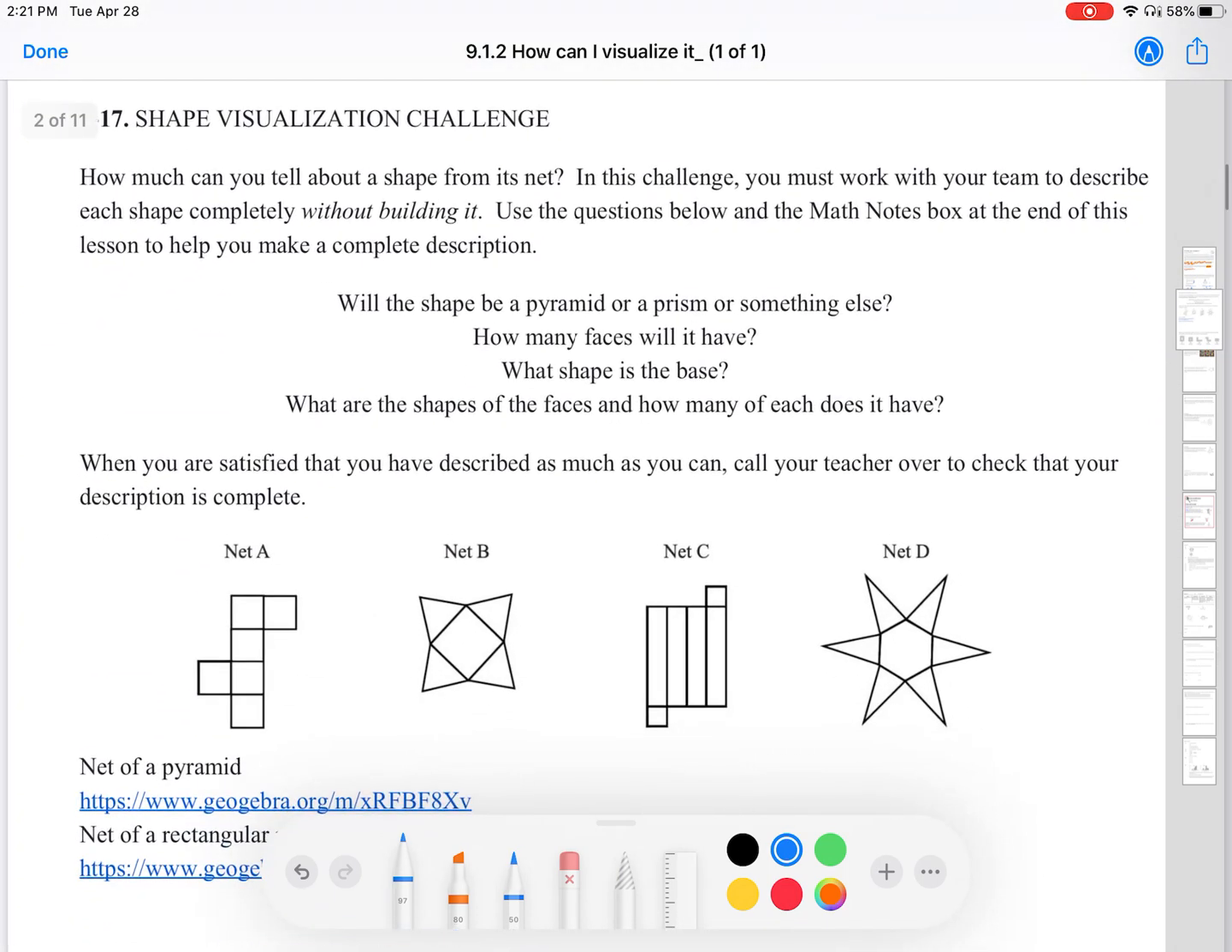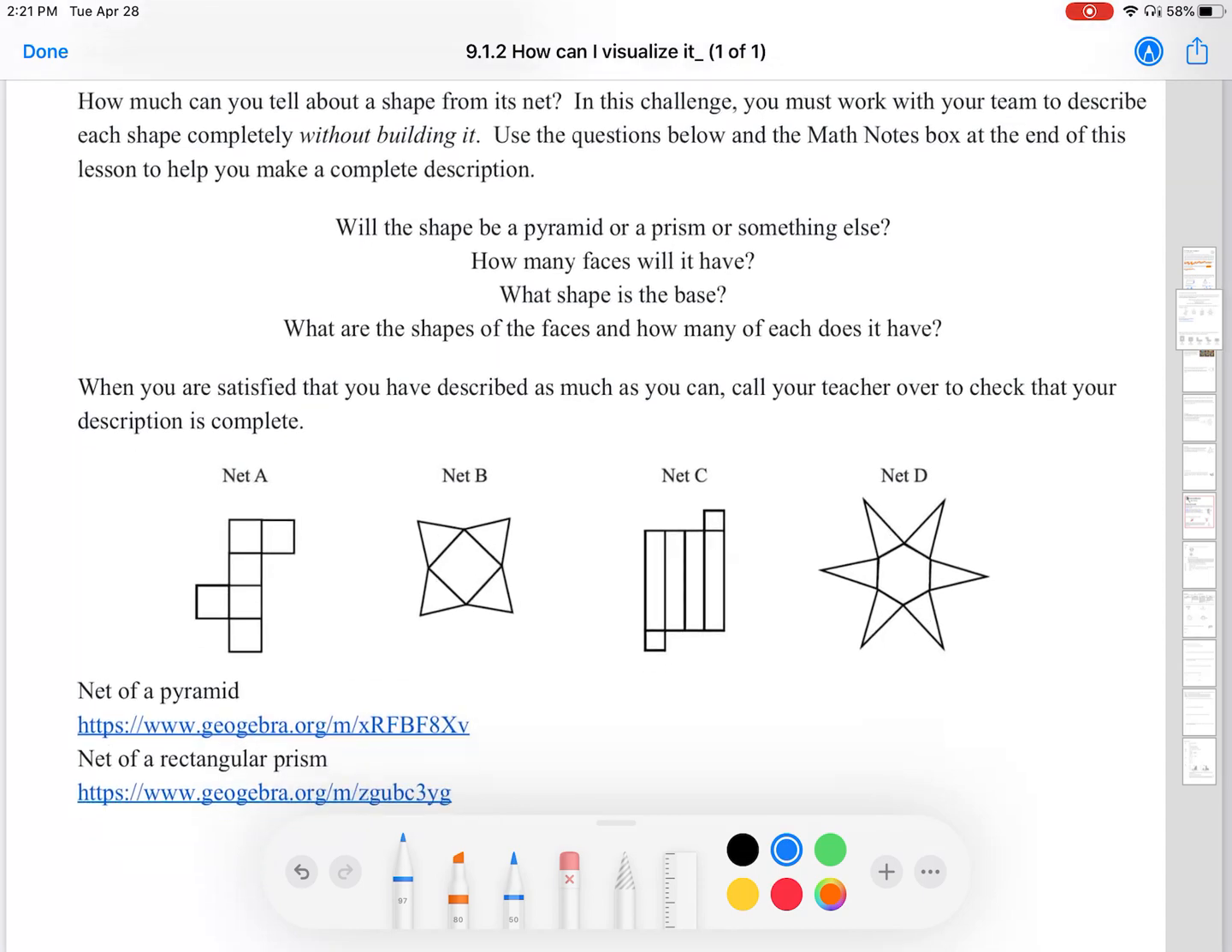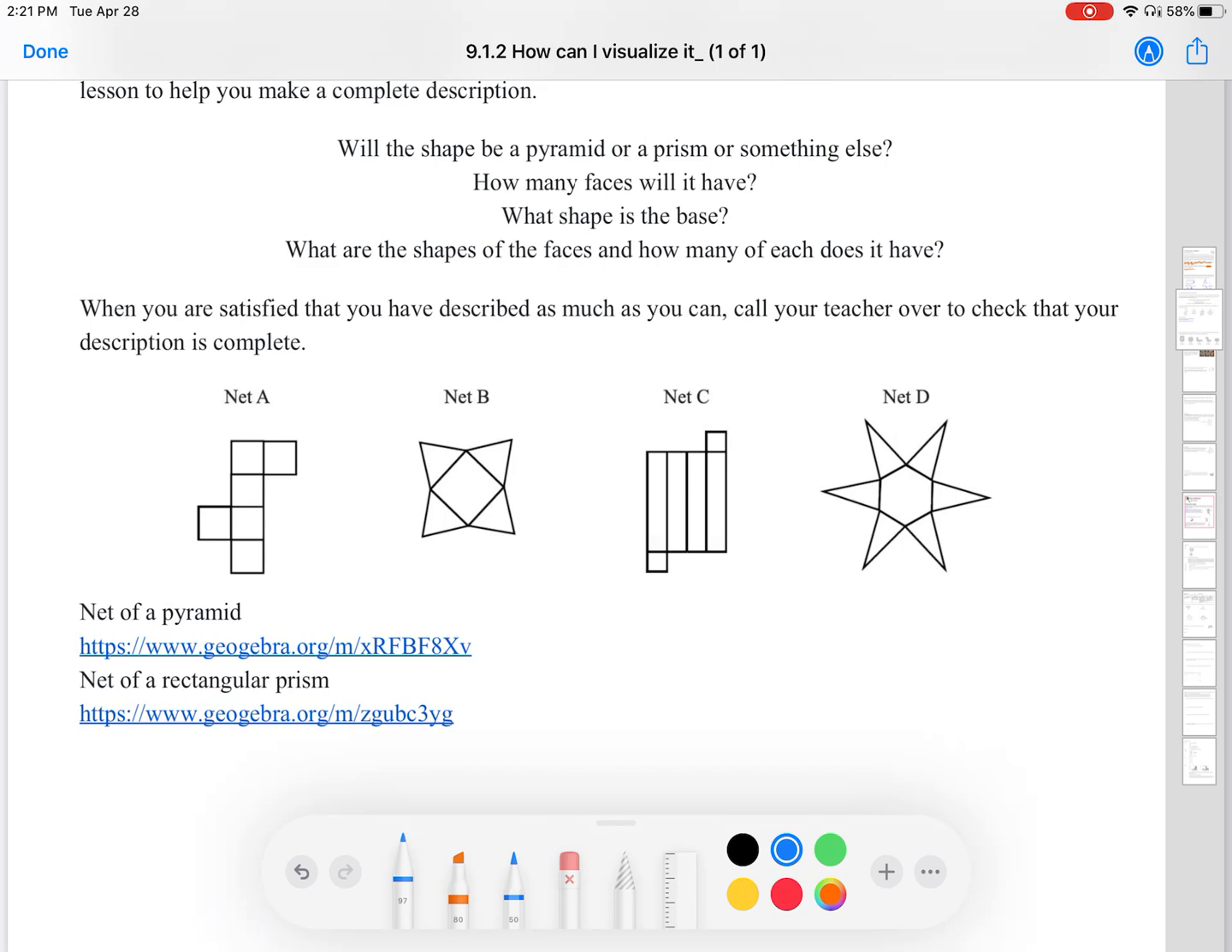All right, so now we're giving you some of these nets. How can you tell about a shape from using its net? In this challenge, you're going to work with the team to say what it would be, trying to see what it would be without actually putting that together. So I gave you some resources here, nets of pyramids and nets of rectangular prisms, to help you with all of these, okay?